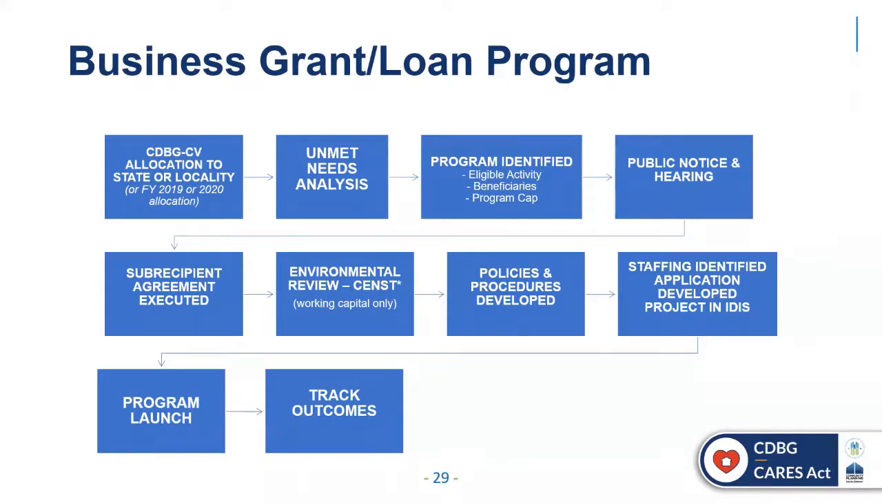Identify business organizations with ties to your local business community. This could be a local chamber of commerce, minority business supplier council, or commercial corridor business associations. Use these groups to assist with outreach to local businesses and help you launch your program quickly.